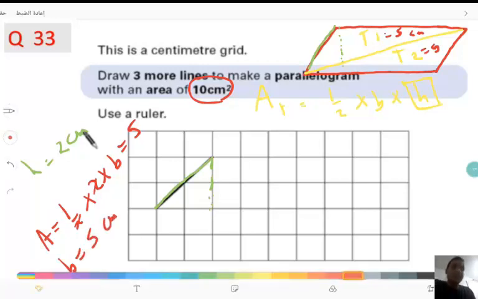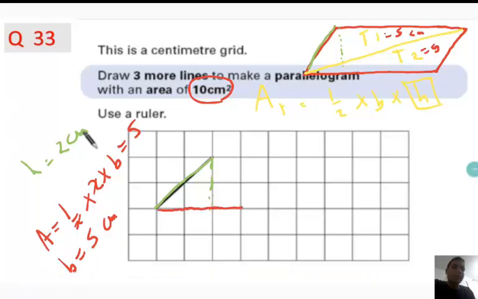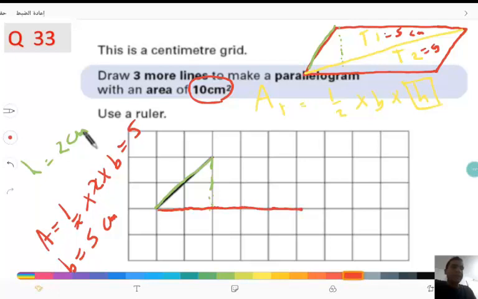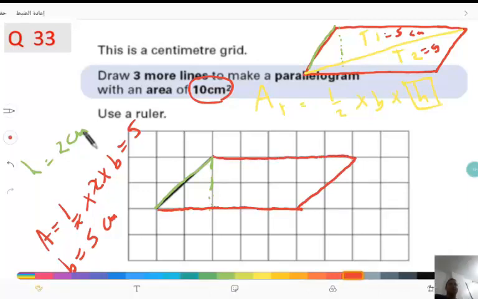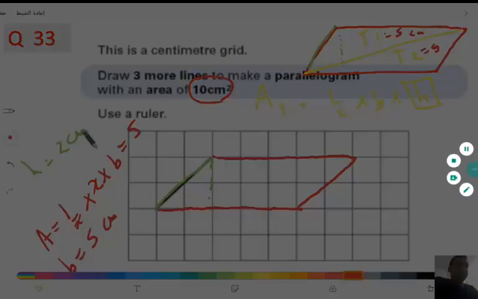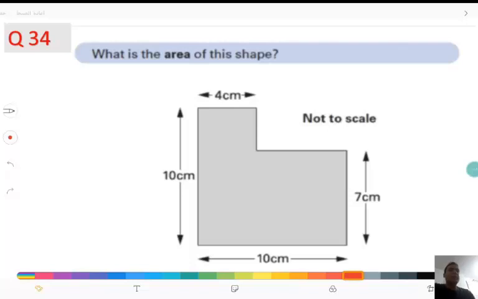Let's draw it: 1, 2, 3, 4, 5. Then let's complete the parallelogram. This is the parallelogram, which has an area of 10 centimeters squared. What is the area of this shape?